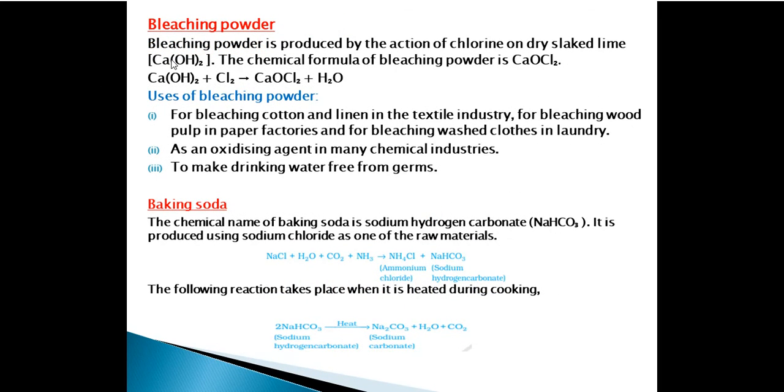Next, we have read about bleaching powder. The chemical formula of bleaching powder is CaOCl2 and its chemical name is calcium oxychloride, and it is formed by the reaction of slaked lime with chlorine. Uses of bleaching powder: it is used as a bleaching agent in the textile industry, paper industry, and even in laundry. It is used as an oxidizing agent in many chemical industries, and used for killing the germs in drinking water.